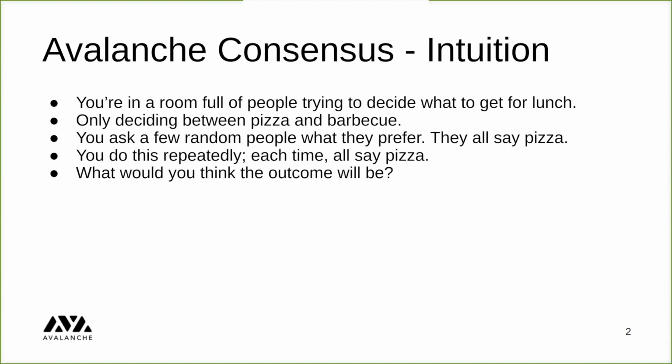So at this point, you're feeling pretty sure that the feeling of the room is that the outcome is going to be pizza. So you do this again and again and again, and eventually you're going to be pretty confident that pizza is the outcome that's been decided. So that's the intuition for Avalanche. So let's get into a little bit more specifics here.